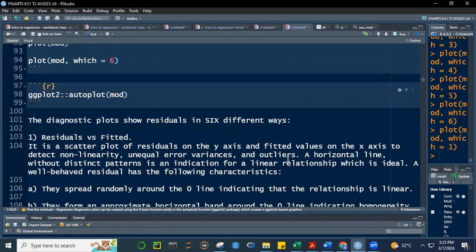So what is that? As we mentioned a while ago, it's a scatter plot of residuals on the y-axis and fitted values on the x-axis. And what's the use of that? Detect nonlinearity, detect unequal or non-constant error variances, and also outliers. And as I mentioned a while ago, if our red line is a horizontal line, it's indicative that there's a linear relationship, which is ideal. That's what we want. Okay?